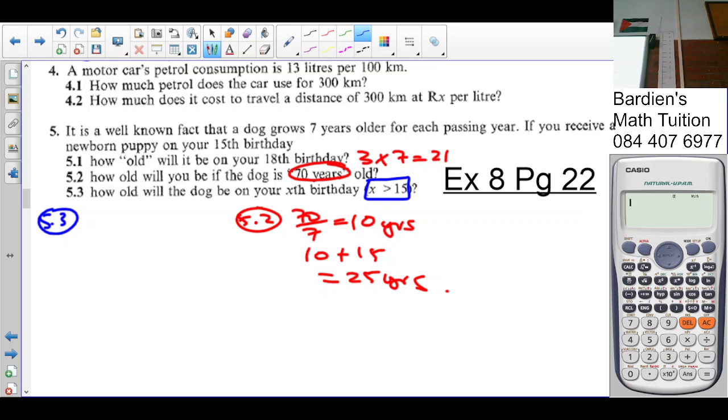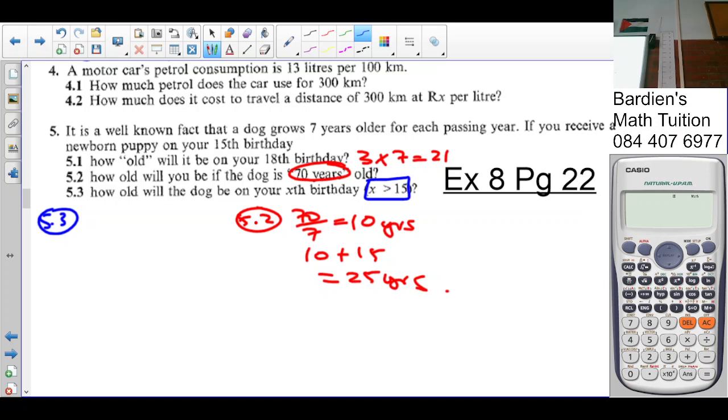Why must it be more than 15? Because you got the dog at 15, so you can't get it to 15. Why can't it be at 14? Because you didn't get the dog at 14. The dog wasn't born yet. You understand? So that is what we call a condition placed on that son. A condition, or a restriction, so that you don't bring that into the sum. It is just something to note.